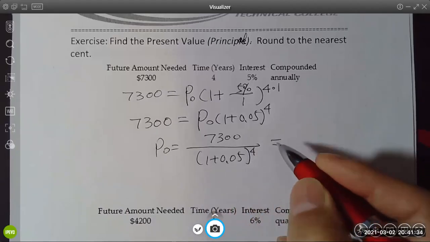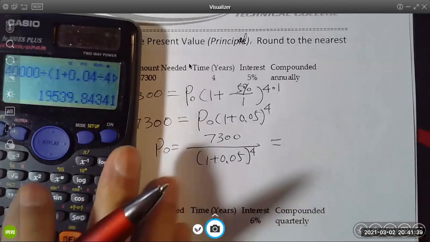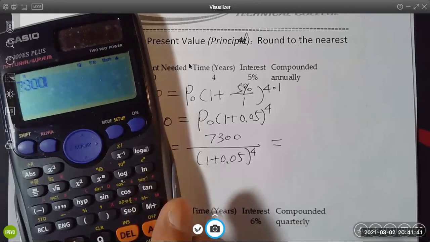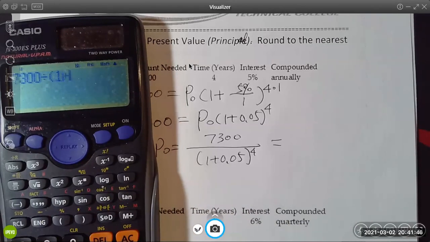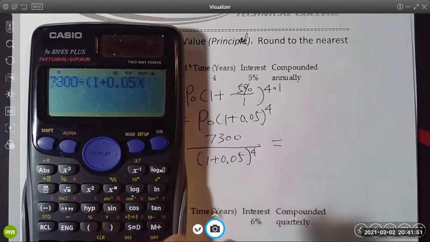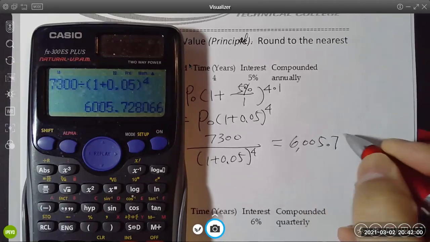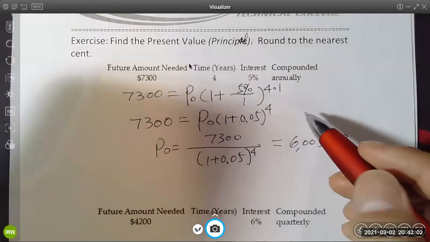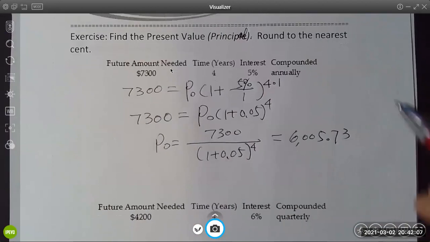Again, the result should be smaller than this number. 7,300 divided by parentheses 1 plus 0.05 to the power of 4. Yeah, everything is right. So we get $6,005.73. Again, a little bit smaller than that, a little more than $1,000 smaller, almost 1,300.